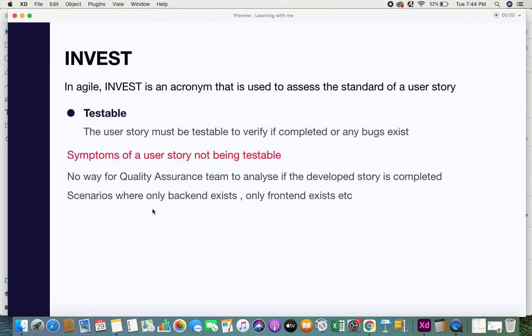So these were the expansion and definitions of all the letters of the acronym INVEST. So whenever you write a user story, try to compare it with this acronym, and if you find there's something that's not right with your user story and does not match, then definitely you have to identify what's wrong and try to modify your user story so you can provide the utmost quality user stories.